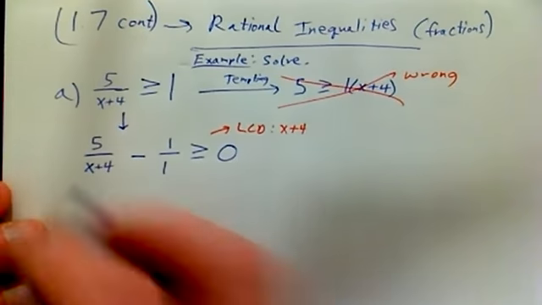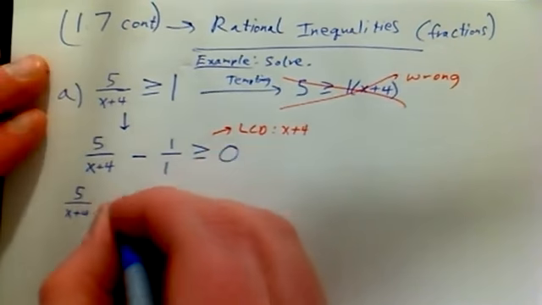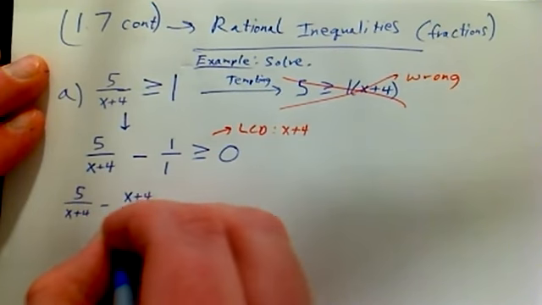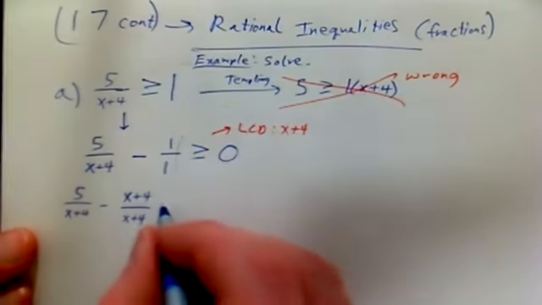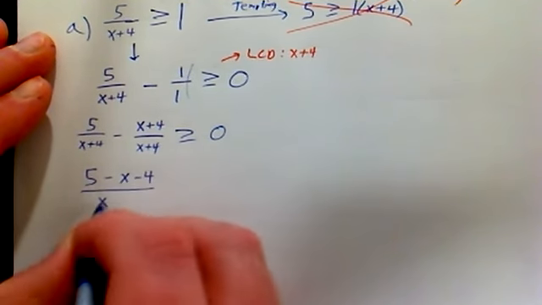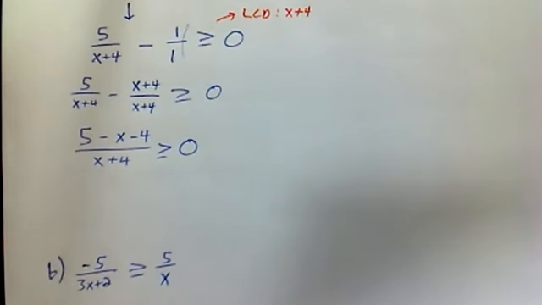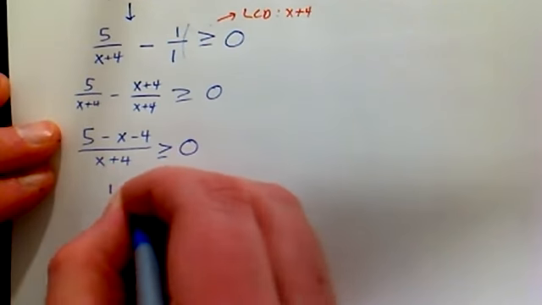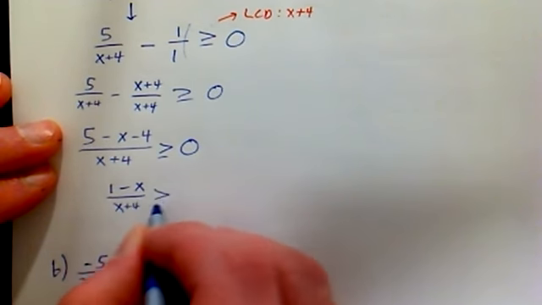So I'm going to say 5 over x plus 4 minus x plus 4 over x plus 4. Notice how I multiplied by x plus 4 over x plus 4 here. Why did I do that? The reason is to get this as a single fraction: 5 minus x minus 4 over x plus 4 is greater than or equal to 0. So why do I care about that? Well, first I should simplify. This is going to be 1 minus x over x plus 4 is greater than or equal to 0.